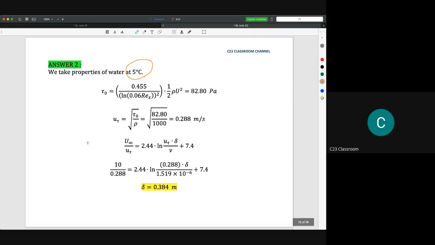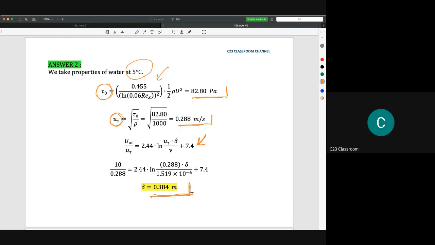So we could calculate the tau note here by using this equation. I hope you could understand this. Previously, I showed you how to calculate this one, so we could get it is around 82.8 Pascal. And then from here, we could calculate the u tau, so we get 0.288 meter per second. We calculate by using this equation, so we could get the delta is equal 0.384 meter.